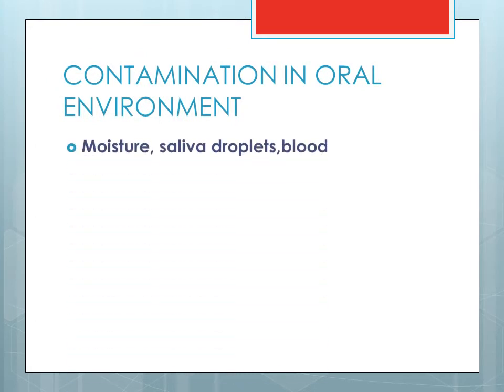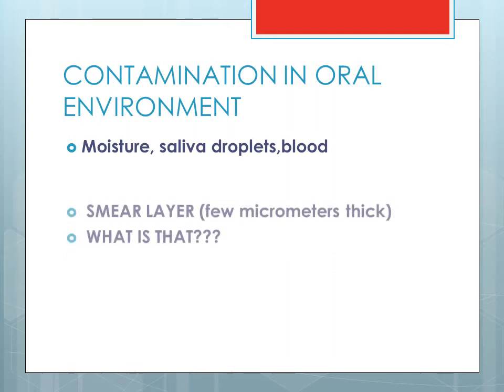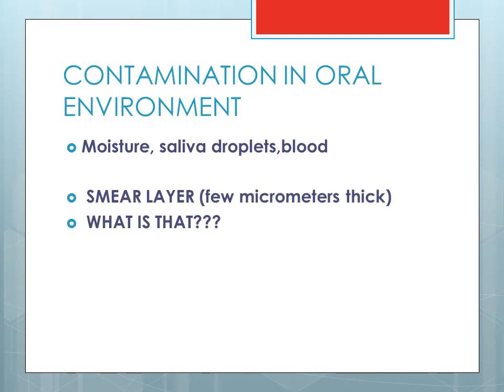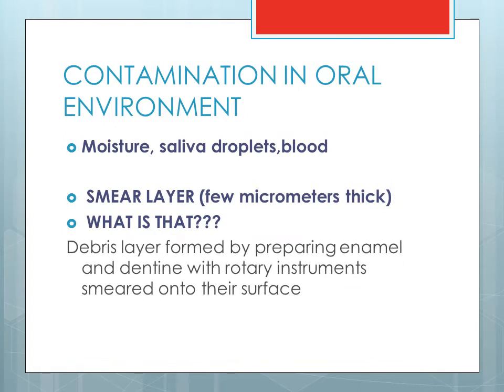Now, what happens if contamination takes place? As you know, contamination is basically if moisture, saliva, blood, or any kind of fluid manages to get in contact with the material that you're placing in. This has detrimental effects because it affects the setting and the overall properties of the material you're using, and in this case it will definitely affect the adhesion. So we try to achieve good moisture control and isolation so no contamination is able to affect the adhesion. So an important thing is the smear layer.